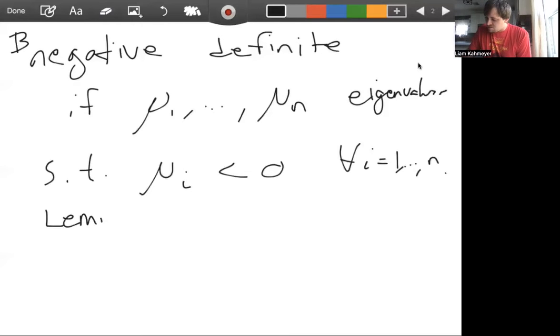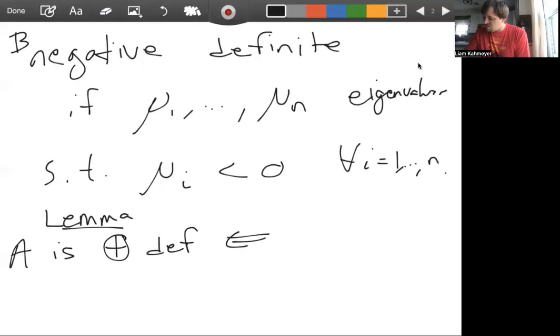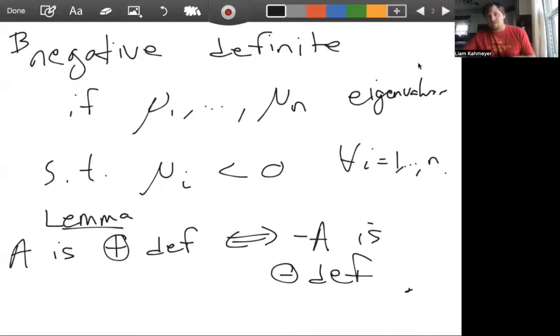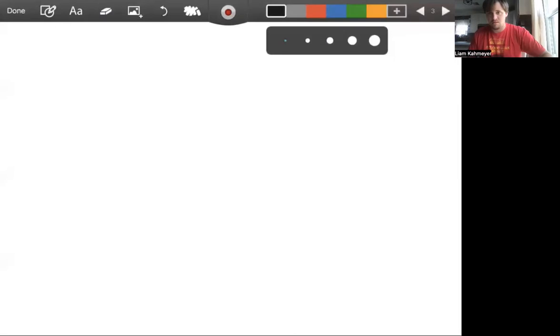First, let's state a lemma that gives a relationship between positive definite and negative definite. So A is, and I think I'm going to save some time here, for positive definite, I'll just write plus def. So A is positive definite if and only if negative A is negative definite, right? So very intuitive. We won't prove this, but we will use this to prove a stronger theorem.